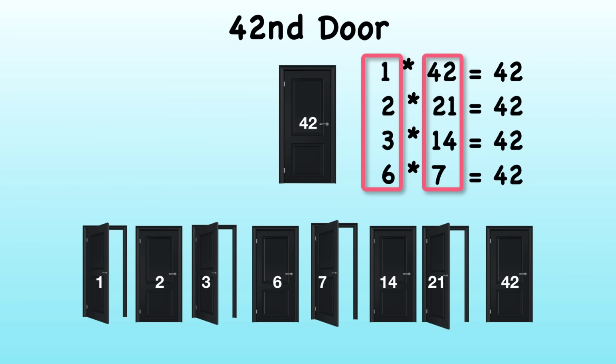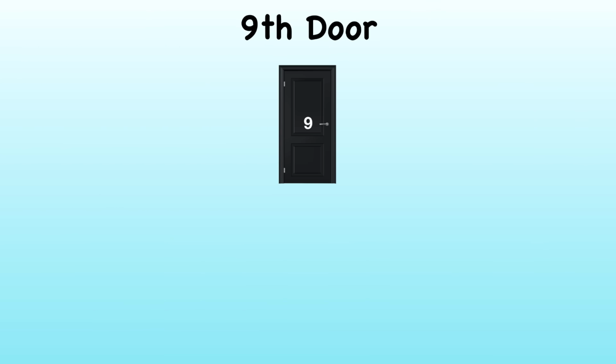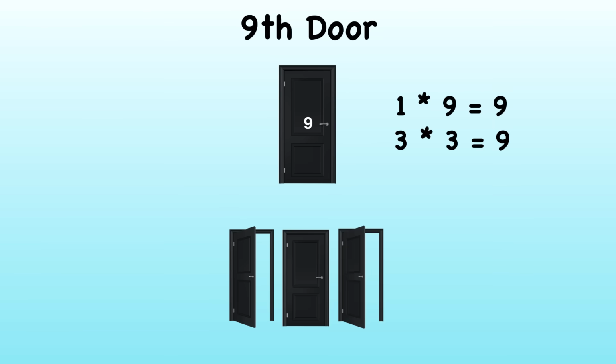So it looks like all doors would become closed at the end. But there are door numbers which would become open. For example, door 9. So 9 has the divisors 1 and 9, 3 and 3. But 3 is repeated because 9 is a perfect square. So you will only visit door 9 on pass 1, 3 and 9, leaving it open at the end. Only perfect square doors will be open at the end.